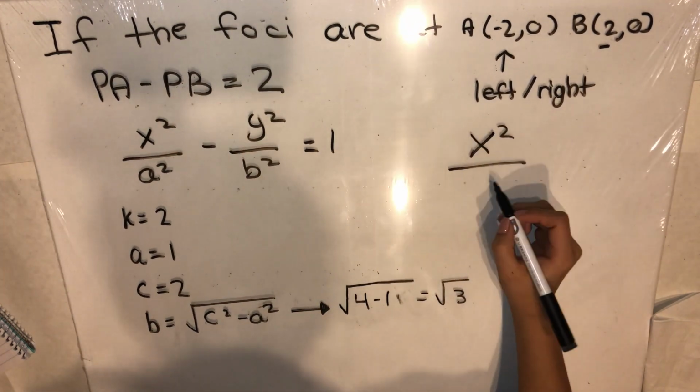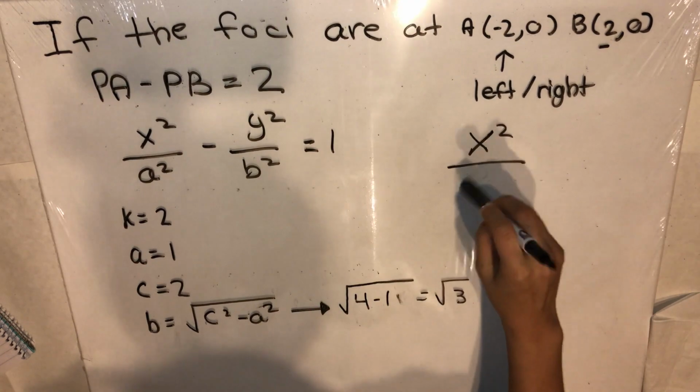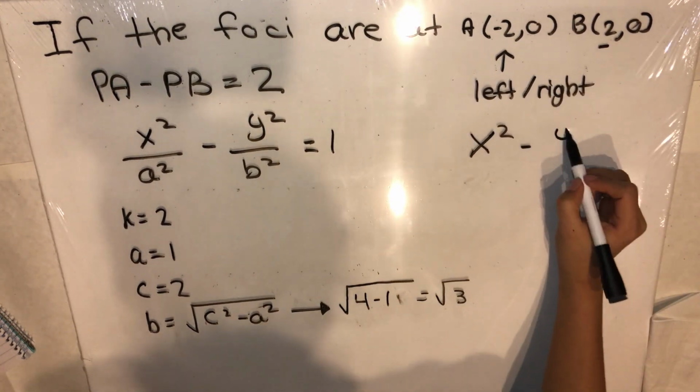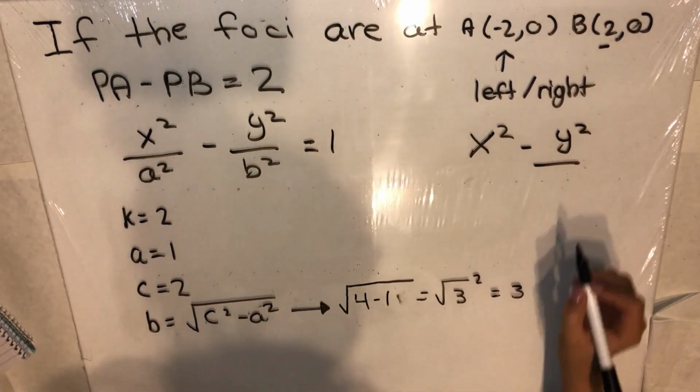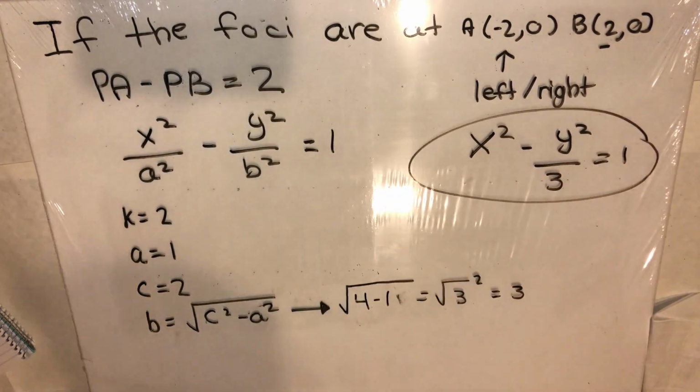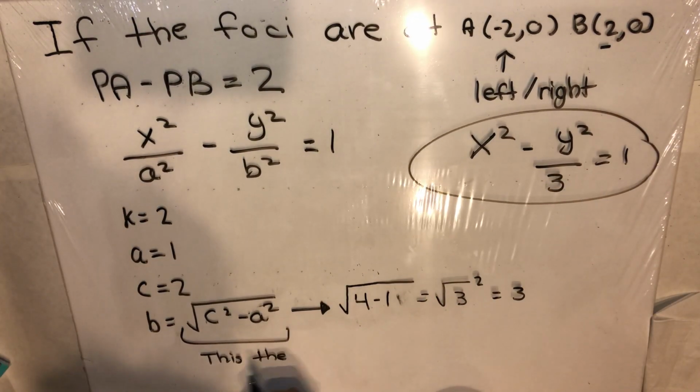Now we can plug all this information in. Since x squared is over 1, we can just get rid of the 1. Square root of 3 squared is 3, so that is our answer. If you want to figure out the asymptote, you would do b over a. Like I'm saying here, the way you find b is one of the differences.